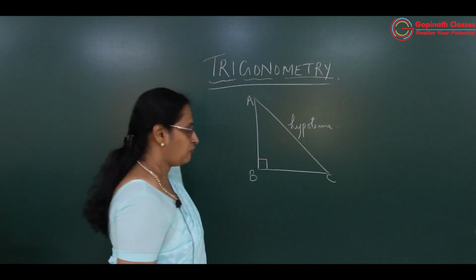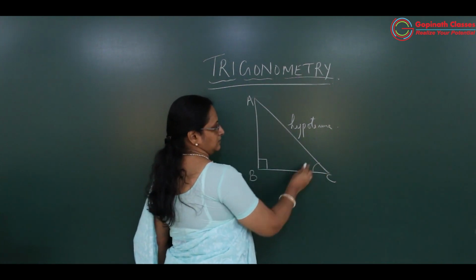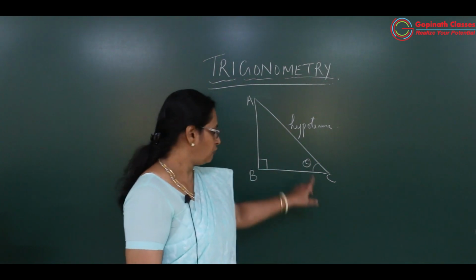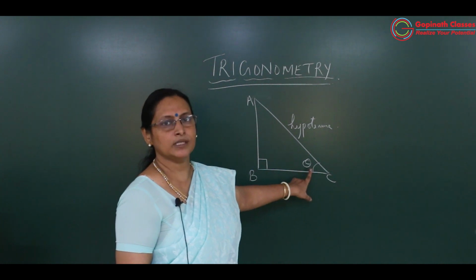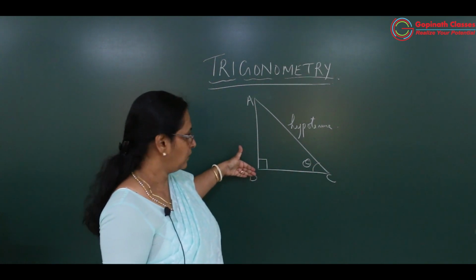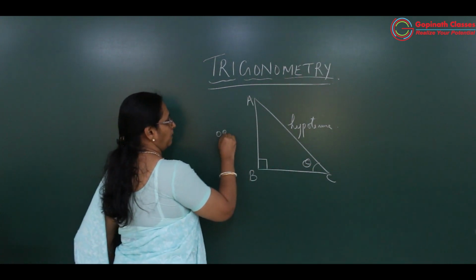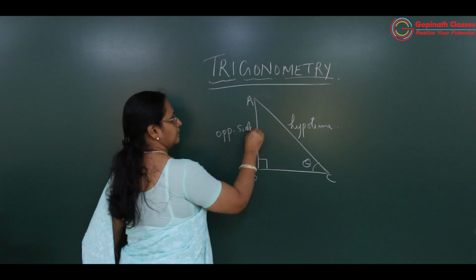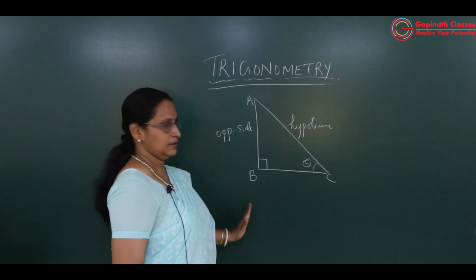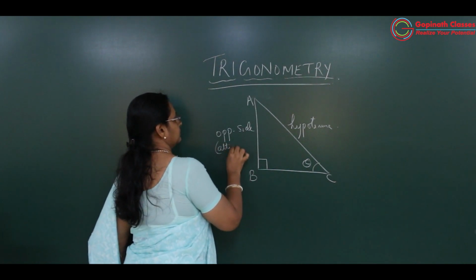Now, for an angle, if I choose one of the angles among these, I am naming it as theta. You know this notation, theta. For this angle C, or for this angle theta, AB is the side which is opposite to it. So, we will name it the opposite side. Since it is vertical, we can even call it the altitude.